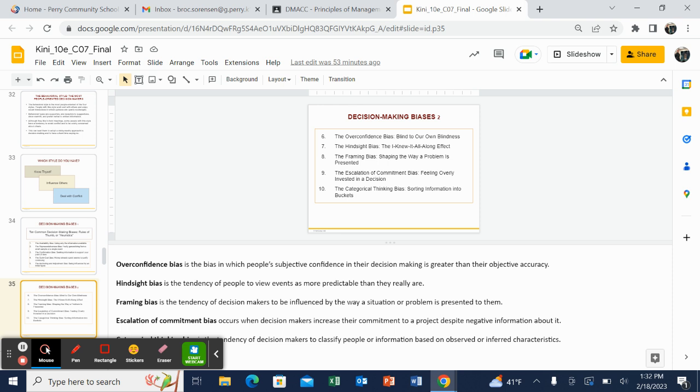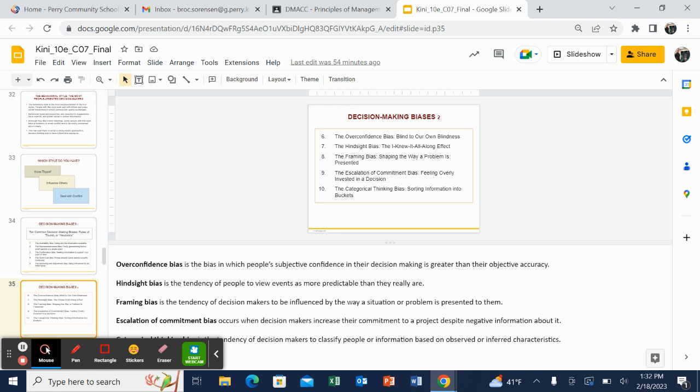And then 6 through 10. So overconfidence bias. So really, you can say it's blind to your own blindness. So the bias in which people's subjective confidence in their decision making is greater than their objective accuracy. Hindsight bias is the tendency of people to view events as more predictable than they really are. Framing bias. So this is the tendency of decision makers to be influenced by the way a situation or problem is presented to them. Escalation of commitment bias. So this occurs when decision makers increase their commitment despite negative information about it. And then the categorical thinking bias, sorting information into buckets.